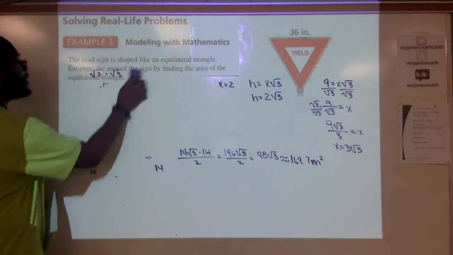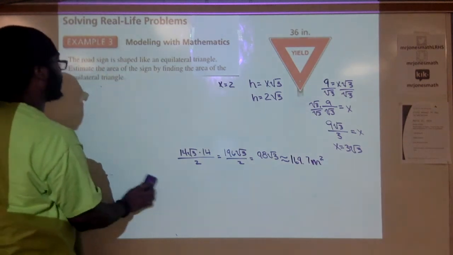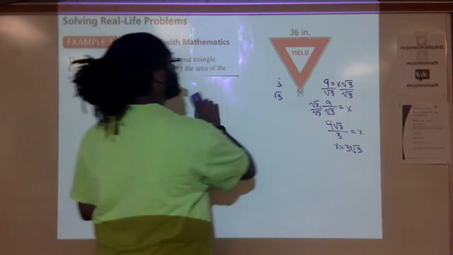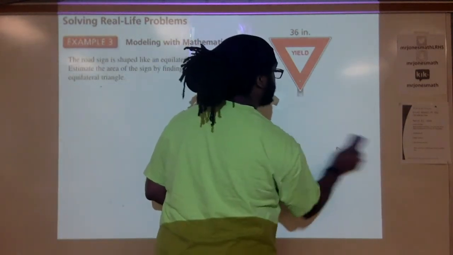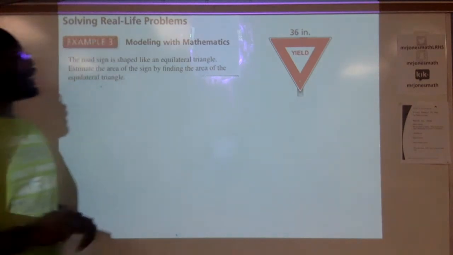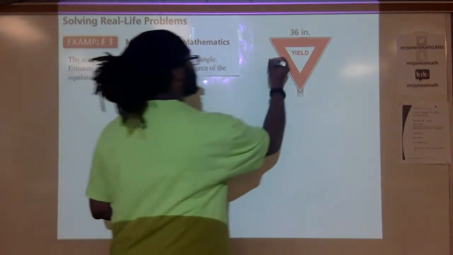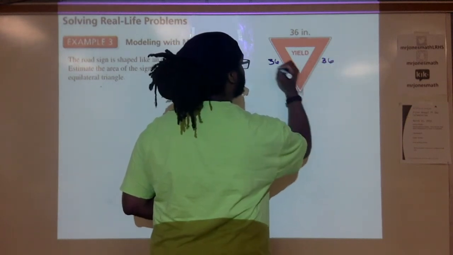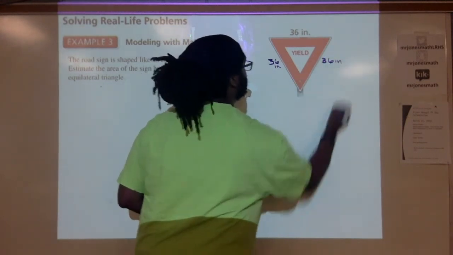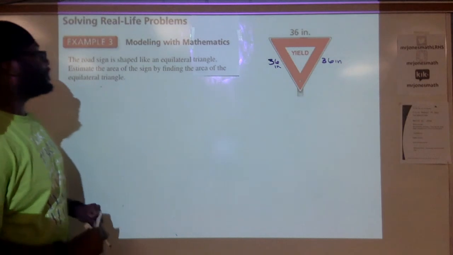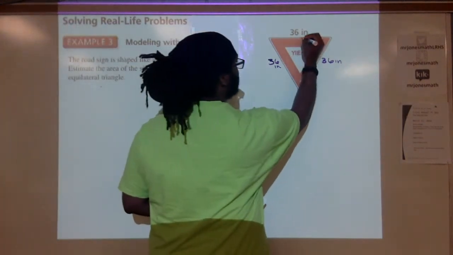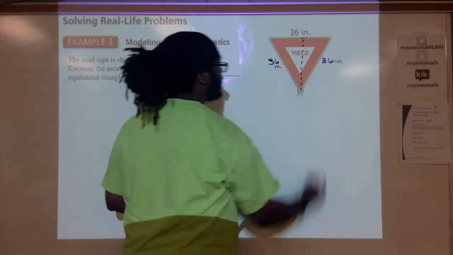All right, so let's look at this problem. We have a yield sign. We want to find the area of that yield sign. We know a yield sign is an equilateral triangle, so we know these other side lengths are 36 inches. And so to find the area, we need to know the height of this yield sign.